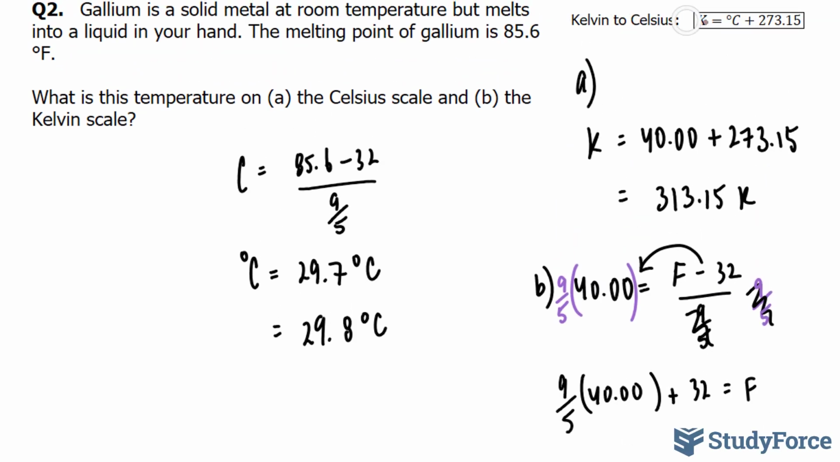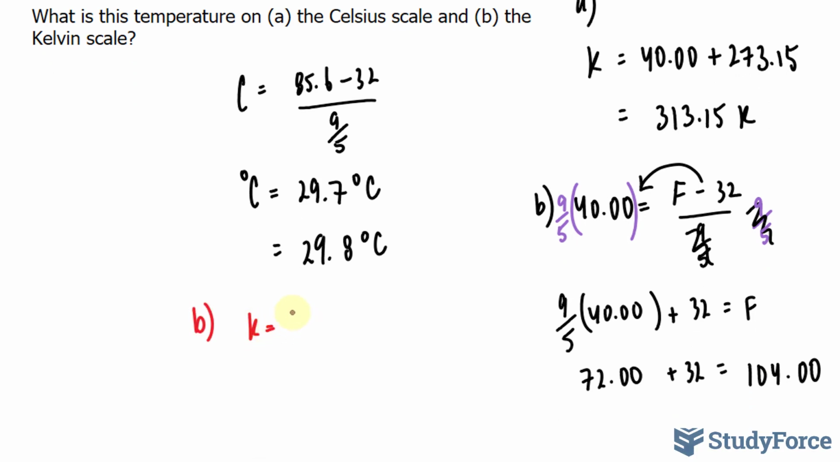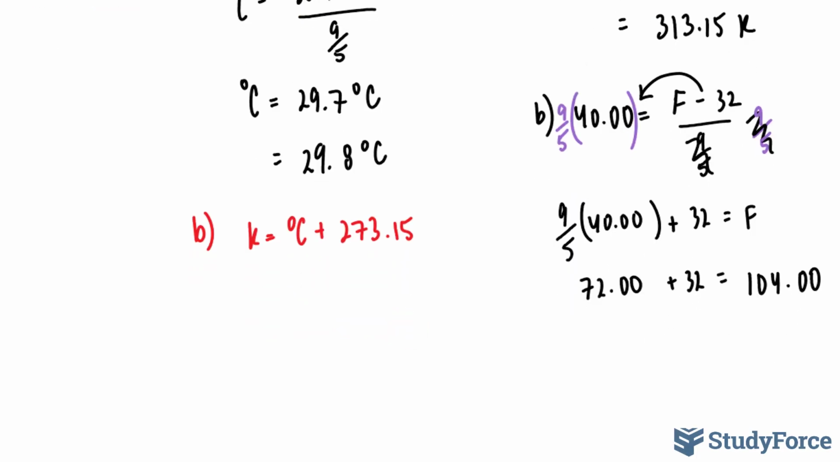For part B of this question, we have to convert the temperature into Kelvin. And notice that the Kelvin formula uses Celsius, so we can use what we found earlier into this formula. Let's go ahead and do that. Kelvin, which is equal to the Celsius plus 273.15. Instead of using 29.8 as my Celsius, I'll use 29.7 repeating in place of this Celsius.